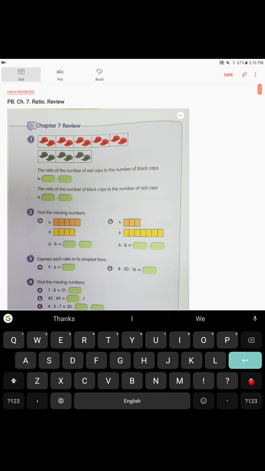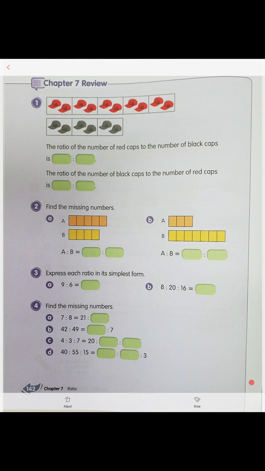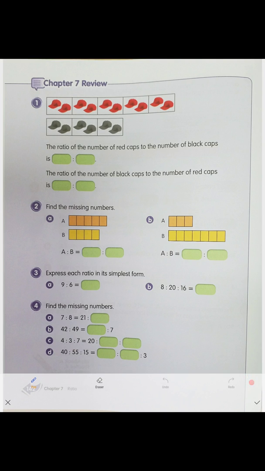Okay, this is gonna be a very short review for chapter 7. There were 4 lessons. We talked about ratios, right? Over here, so look at the picture. Number 1, ratios of the number of red caps to the number of black caps, right? You just calculate your units.